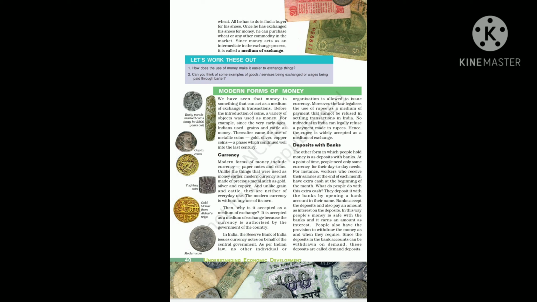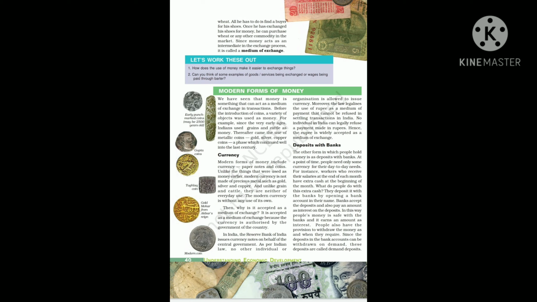Before the introduction of coins, a variety of objects were used as money, for example, grains and cattle. Then metallic coins, gold, silver, copper coins were used. Since money is used as a common medium of exchange and a unit of account, money is the common denominator. It becomes simple to determine the value of a commodity in terms of another commodity.